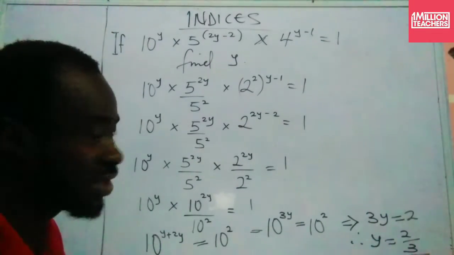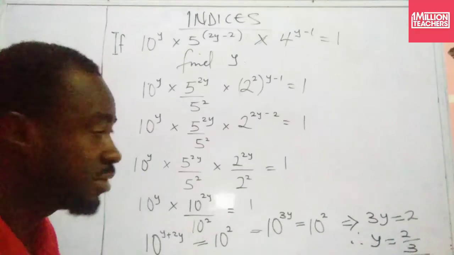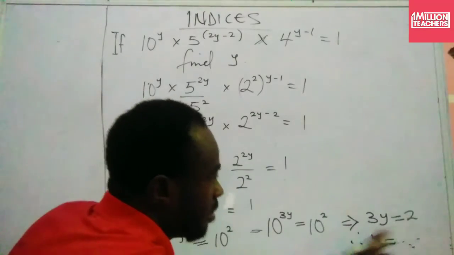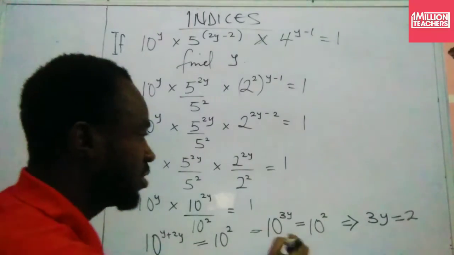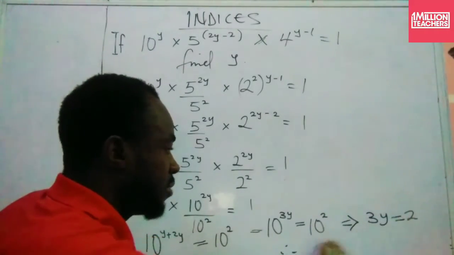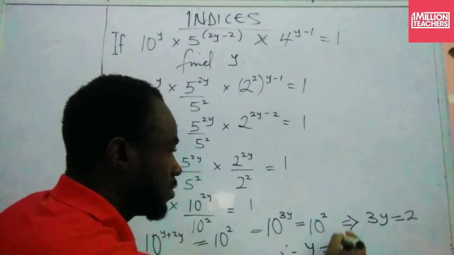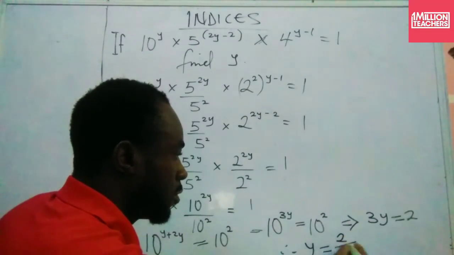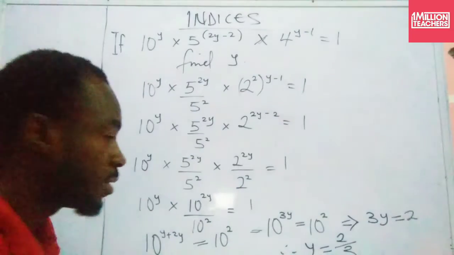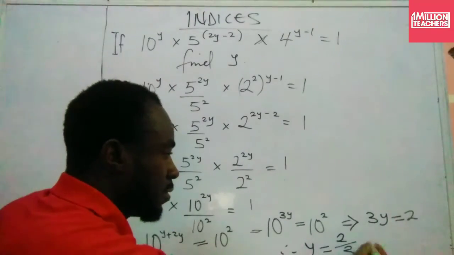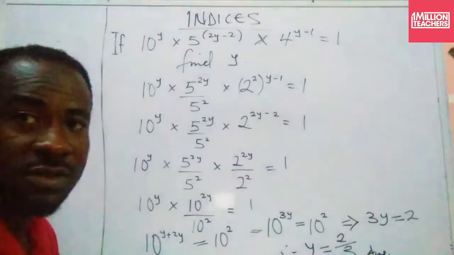I hope you can see that. Maybe I should write it properly. Let me raise it up a little bit. So, okay, maybe I should bring it here. So from here, it means that your y is equal to 2 over 3. Hope you can see this. Okay. So that's the answer to this.